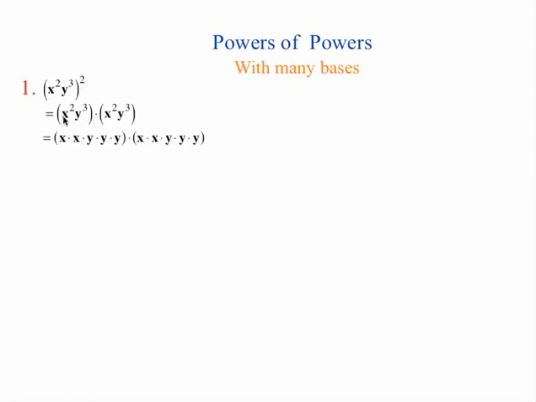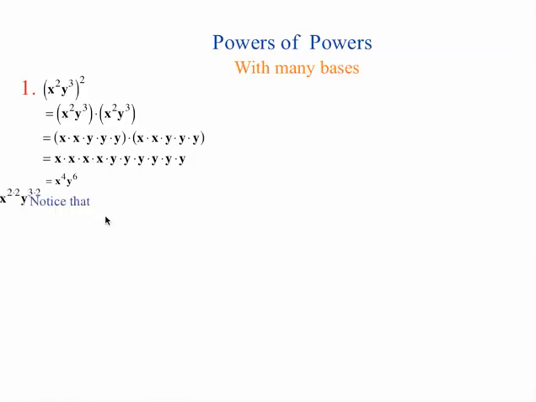Which gives us x to the power of 2 is x times x, y to the power of 3 is y times y times y, times itself again, times x times x times y times y times y. Now remember, these are all multiplying each other. Multiplication is associative, so I can remove the brackets. And multiplication is commutative, so the order doesn't matter. So I'm going to rewrite that with the brackets removed, all the x's beside each other. Notice there are 1, 2, 3, 4 x's multiplying each other, and all the y's multiplying each other, and there are 1, 2, 3, 4, 5, 6 y's. So we end up with x to the 4 times y to the 6.